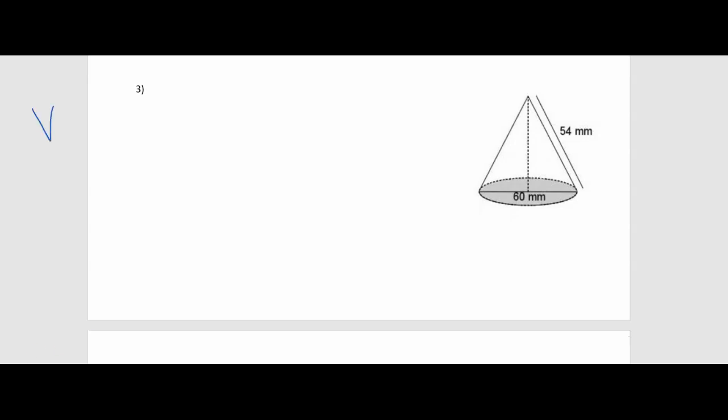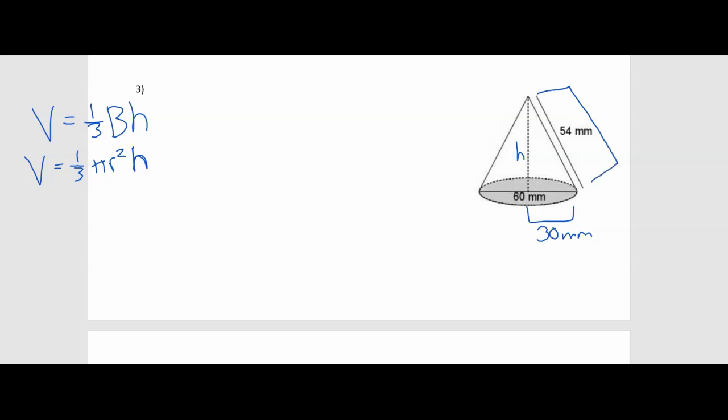All right, so we know that our general equation is volume is equal to 1/3 area of the base times the height for this cone. I hope I said cone before. Now I'm thinking I may have said cylinder, but we know it's a cone. Specific formula, 1/3 pi r squared times h. Now we know the radius, right? We know that's 30 millimeters, but we don't know the height, right? We know the slant height, 54, but we don't know the perpendicular height of this cone. So we've got to find that.